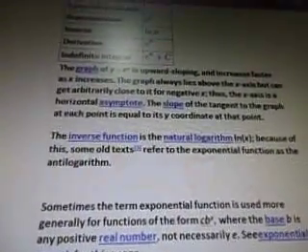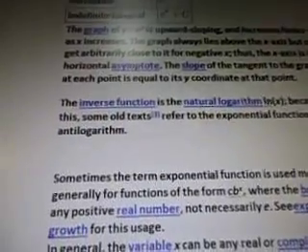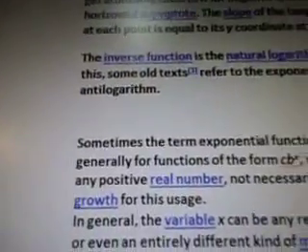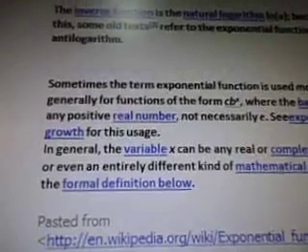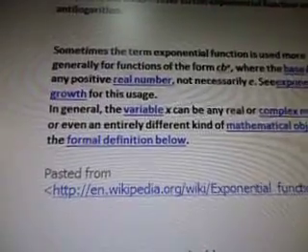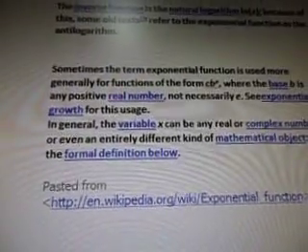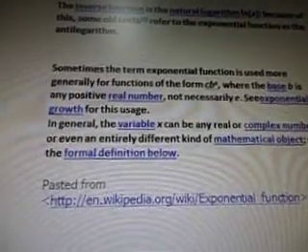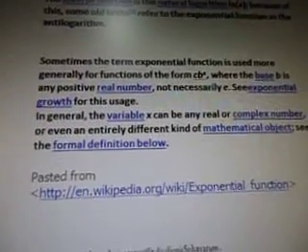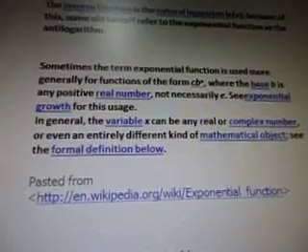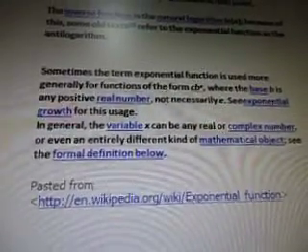The inverse function is the natural logarithm, ln x. Because of this, some old texts refer to the exponential function as the anti-logarithm. Sometimes the term exponential function is used more generally for functions of the form c·b^x, where the base b is any positive real number, not necessarily e. See exponential growth for this usage.